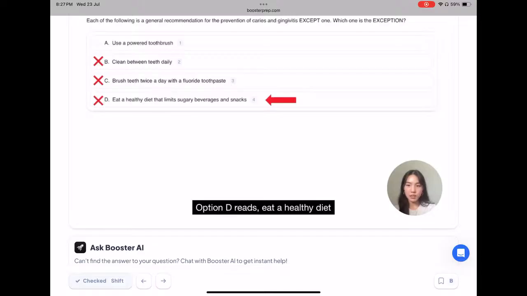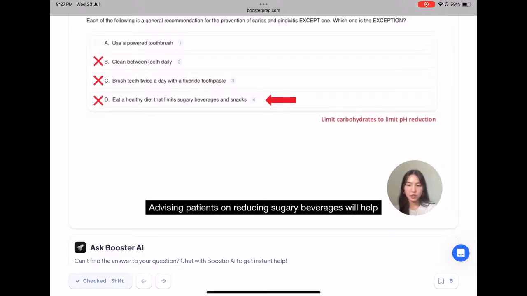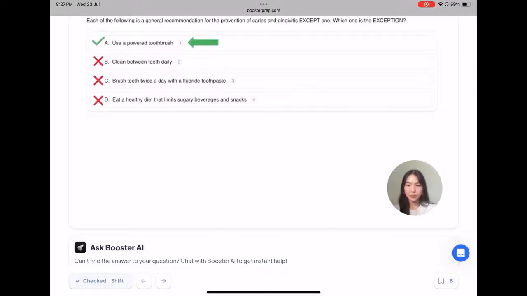Option D reads eat a healthy diet that limits sugary beverages and snacks, and this answer is also incorrect as this is a recommendation that falls under the general category. Advising patients on reducing sugary beverages will help limit the exposure to carbohydrates that can reduce pH levels in the oral cavity and contribute to dental decay. It may also be beneficial to discuss with patients that snacking between meals and emphasizing that frequency of snacking will prevent the pH of the oral cavity from returning back to normal, keeping teeth in a state that is more prone to decay.